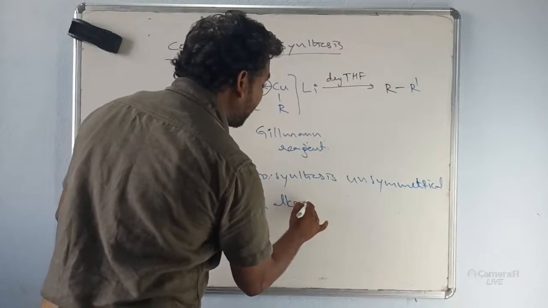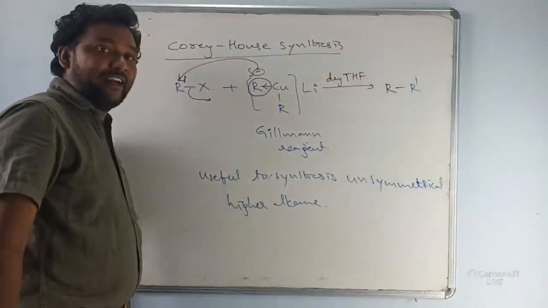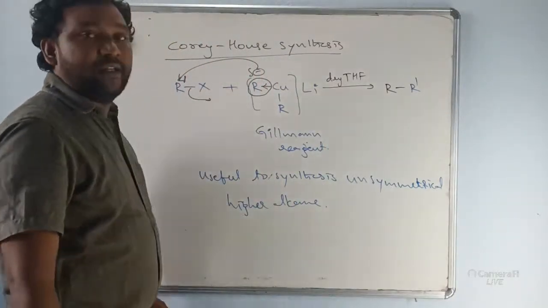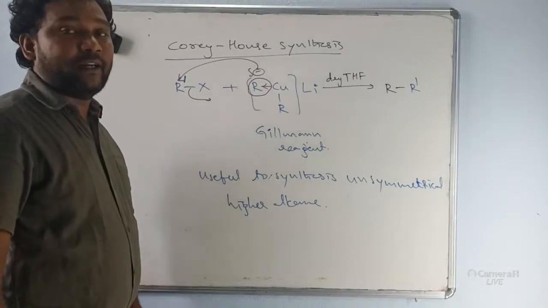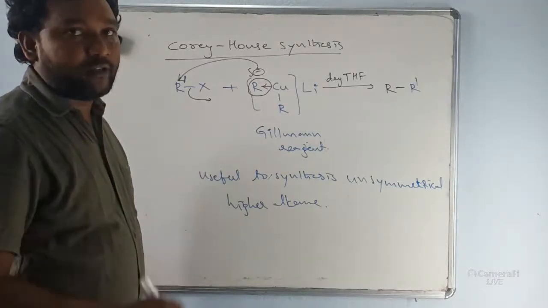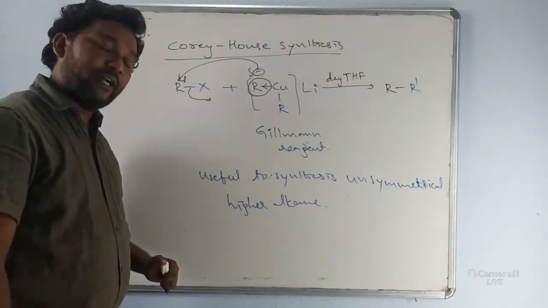Wurtz reaction is particularly useful to prepare the symmetrical higher alkanes, and Corey-House synthesis is very useful to prepare the unsymmetrical higher alkanes. This is important. Understood? Following? Okay, right.